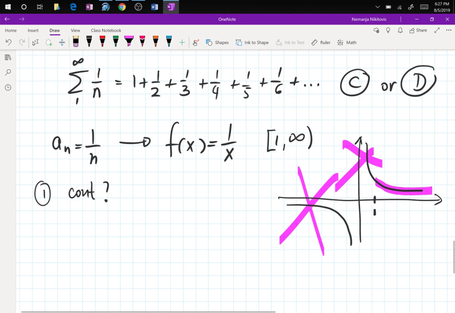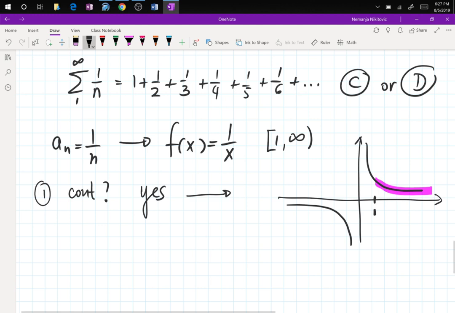So now, you are going to look at this piece of the graph and say, is it continuous? Yes. The only vertical asymptote you have is at 0, which is the interruption in the domain in continuity, but that one is not included from 1 to infinity.